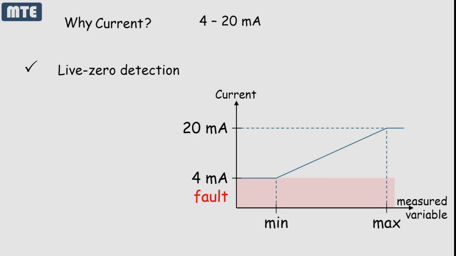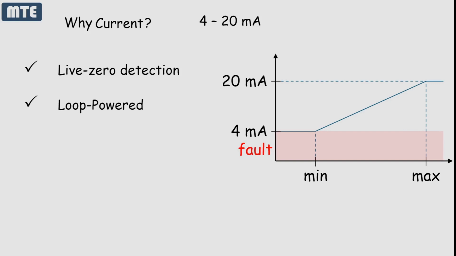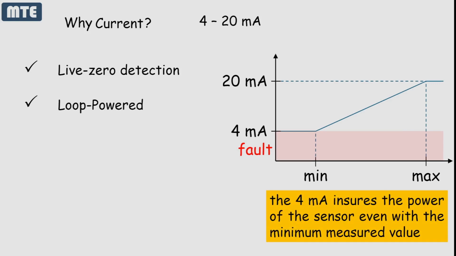The 4 mA baseline ensures the system can distinguish between a valid low reading and a failure. Secondly, many sensors can be loop-powered, meaning they draw their operating power directly from the 4 to 20 mA signal loop, simplifying installation and reducing the need for separate power supplies. And finally, high accuracy. The range provides sufficient resolution for most industrial applications while minimizing the risk of signal degradation over long distances. 4 to 20 mA signals are less likely to misinterpret small currents caused by electrical noise, as they don't rely on 0 mA.